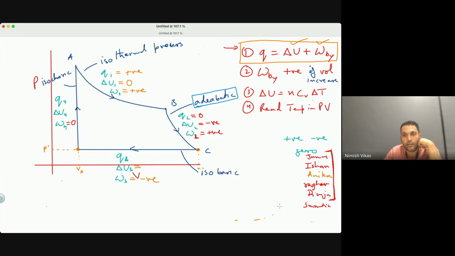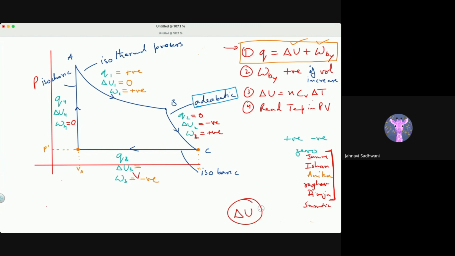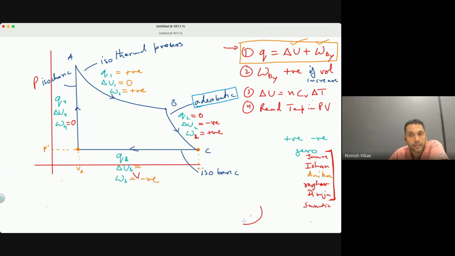What do you have to think? 10 times I've told you, the only thing to think when you want to know the change of internal energy is: did the temperature increase or did the temperature decrease? So your temperature is decreasing, so it should be negative. The temperature decrease, there is no doubt about it.